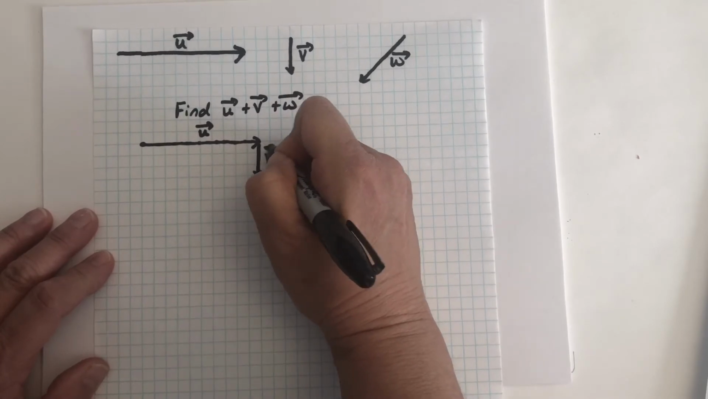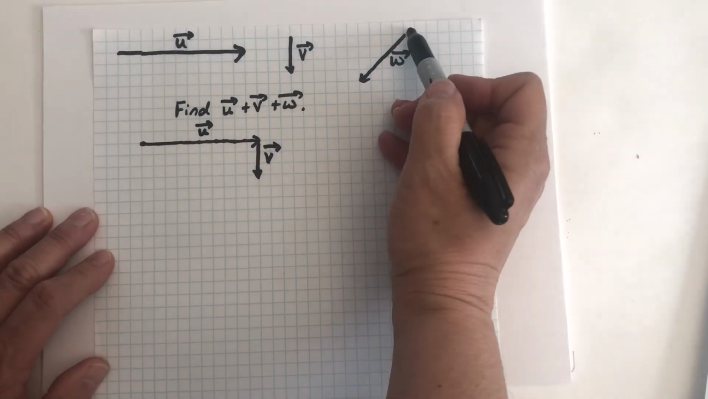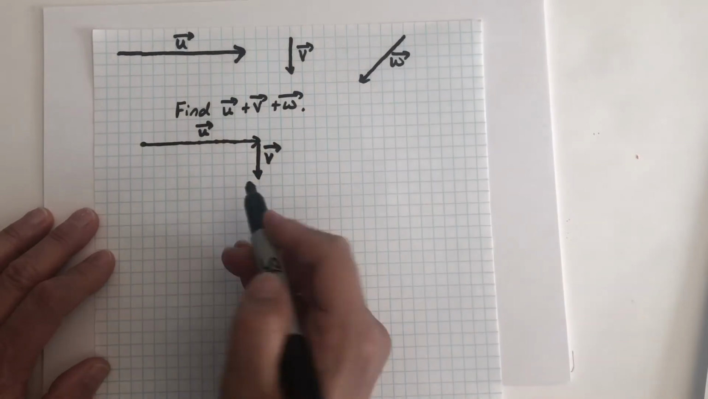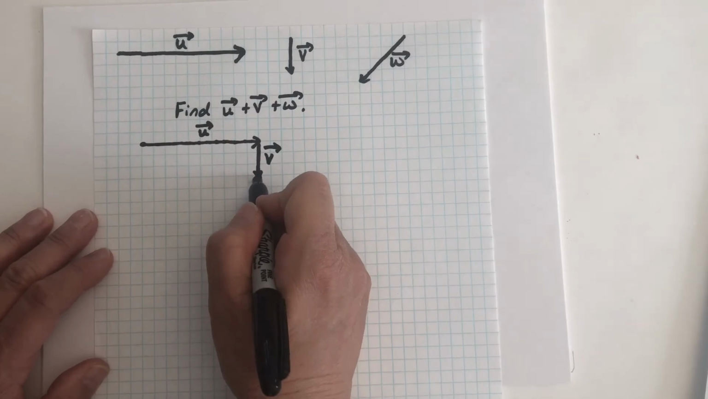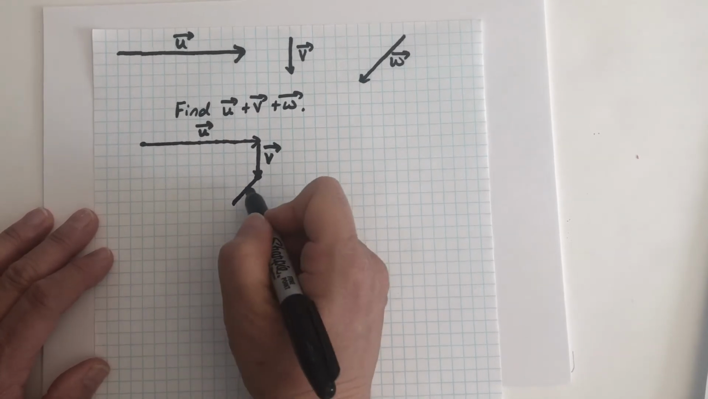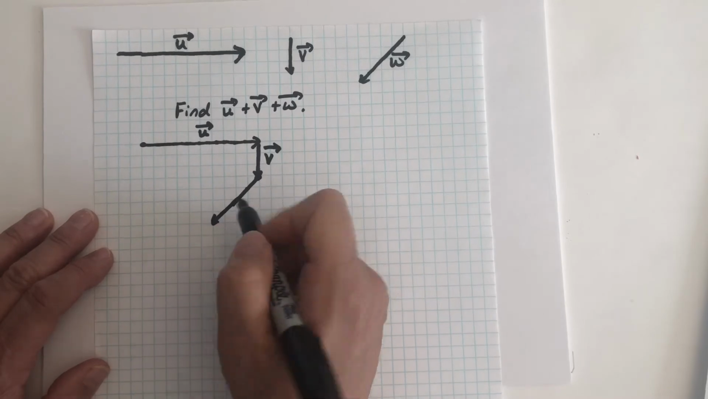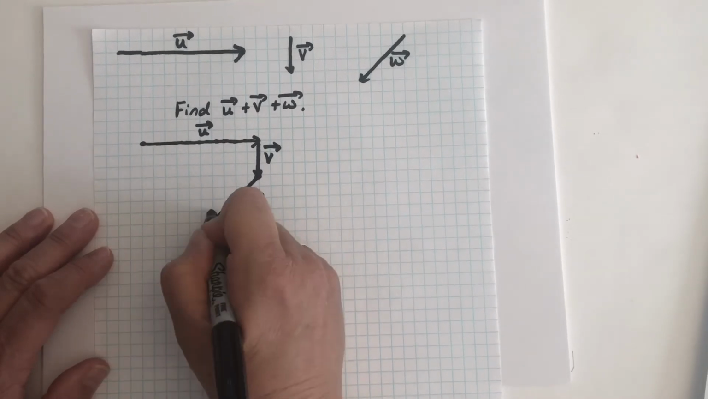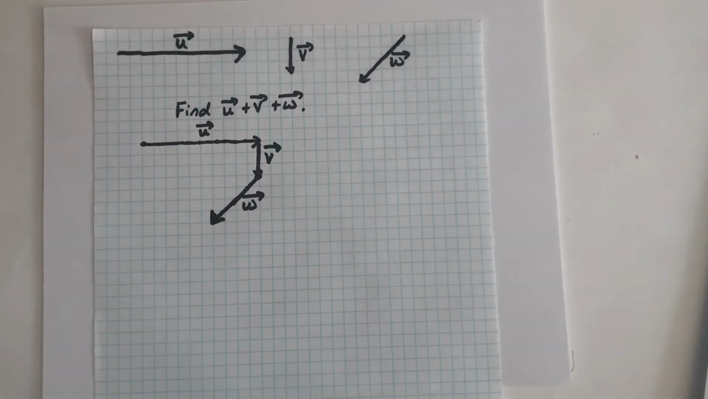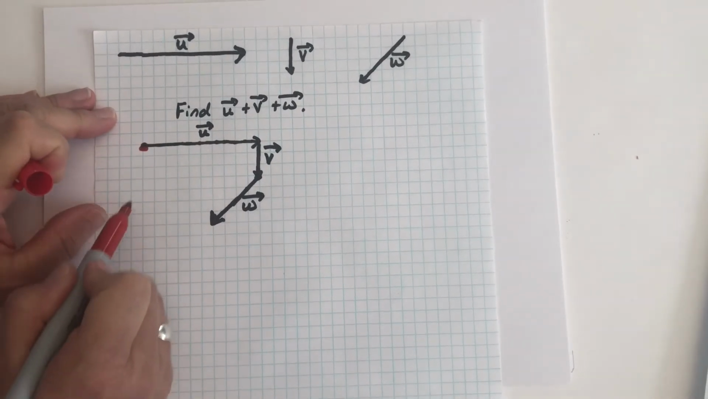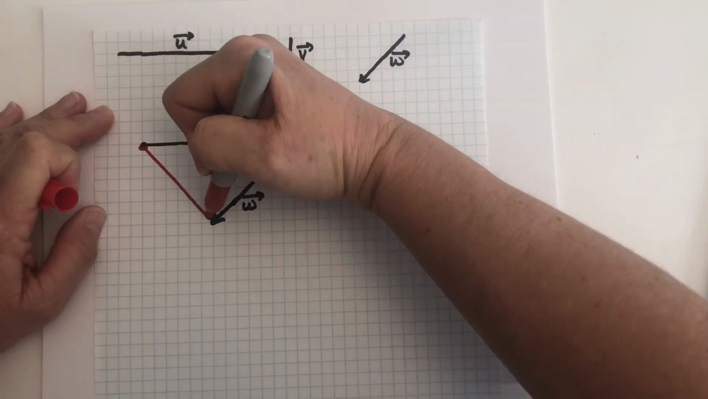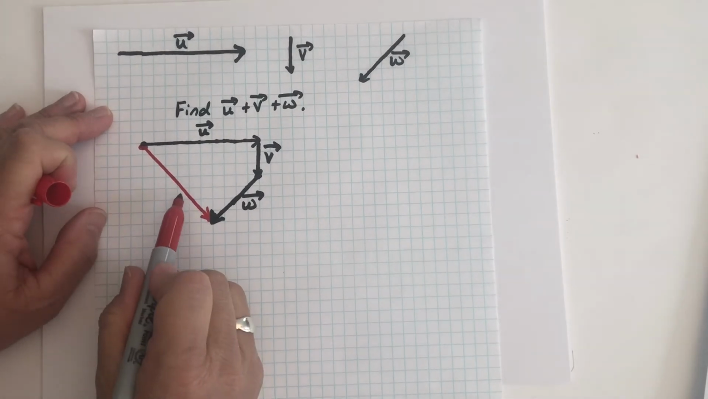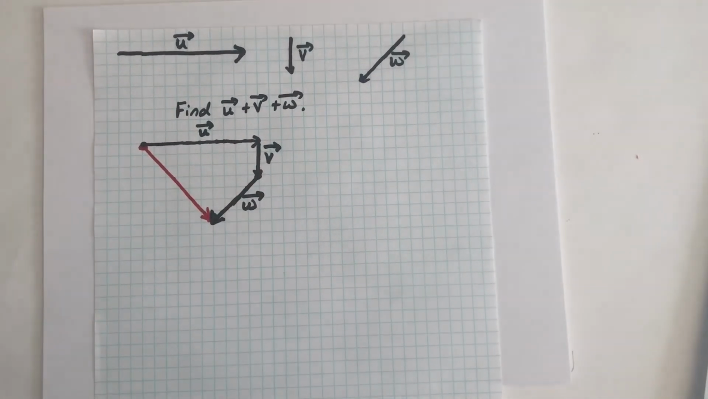Here's my vector V. Now here's my vector W, so the initial point will go right here at the terminal point of the previous vector. And I'm going to draw it the same way. There's my vector W. So the resultant vector is the vector that I get if I start at the initial point of the first one and finish at the terminal point of the last one. So here is the sum of U plus V plus W.